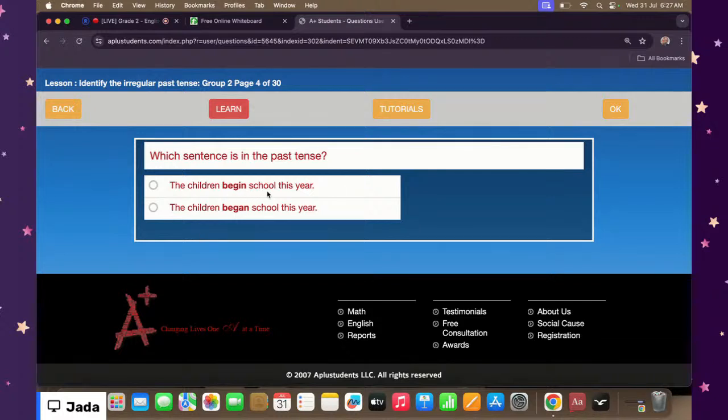The children begin school this year. The children began school this year. Now, what is the irregular past here? It has to be began. So, begin is present. It's just like saying, let's begin the class. And then if I ask you, what time did the class begin? The class began at 6 p.m. Okay, so began is the past tense of begin.